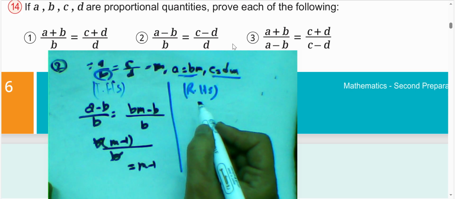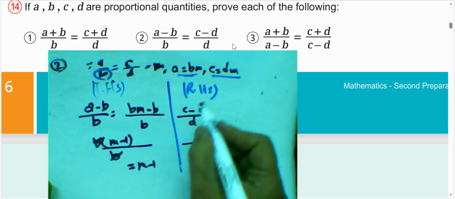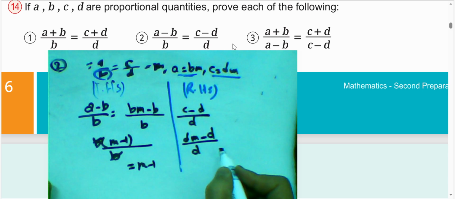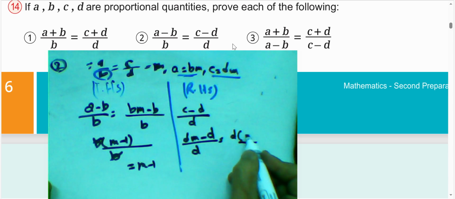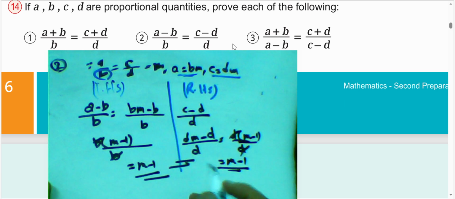On the right hand side we have (c minus d) over d. The value of c equals dm, subtract d over d. You can write d as a common factor. The result will be m minus 1. Then left hand side equals right hand side.